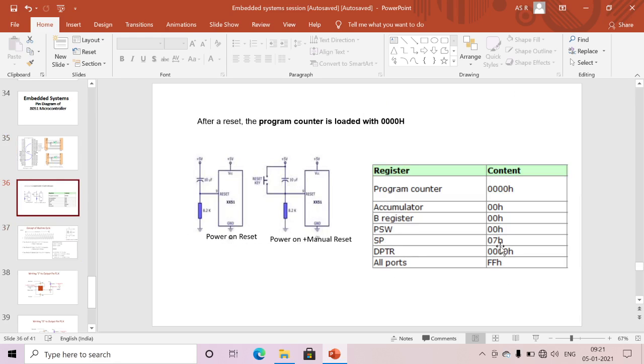Okay, here we just need to remember: the stack pointer and all ports will have other values, and all the remaining registers will be reset to 0. Only the stack pointer is set to 07 and all ports to FF. This is our initial state upon a reset.